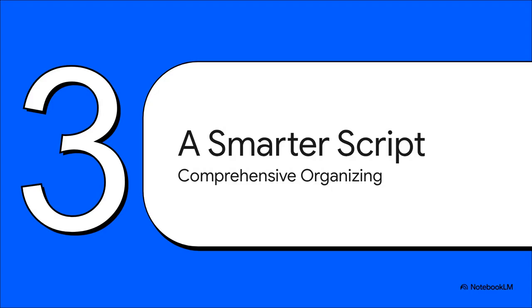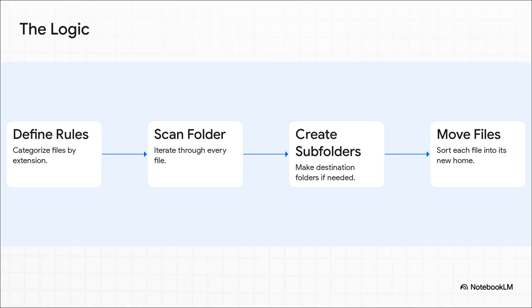Okay, moving one file type is cool and all, but let's be real. We want to level up from that simple idea to a truly intelligent system. Let's build an organizer that can handle everything we throw at it. Our script is going to follow a really clear four-step game plan. First, we define our rules, what goes where. Second, we'll have it scan the entire downloads folder. Third, it'll automatically create the destination folders if they don't already exist. And finally, it moves the files. Simple, logical, and super effective.